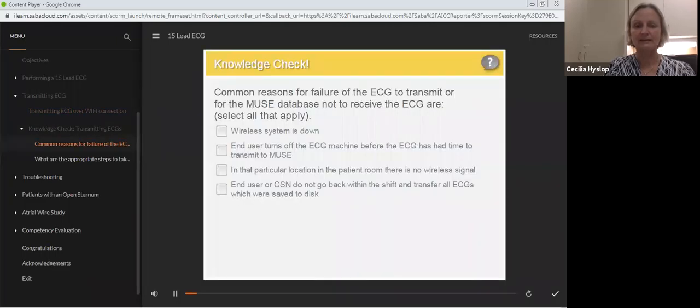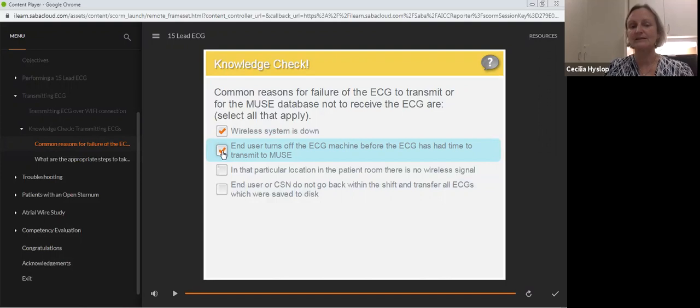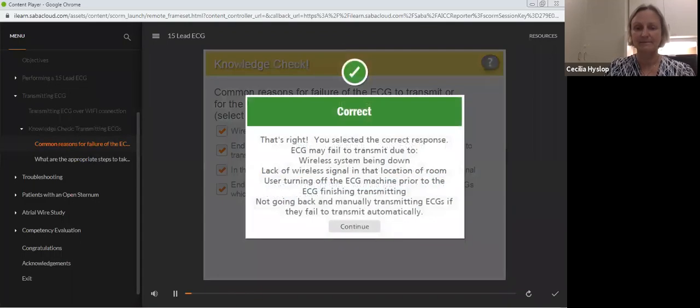So knowledge check again. Common reasons for failure of the ECG to transmit to the Muse database, or the Muse database not to receive the ECG, are: the wireless system is down; the end user turns off the ECG before it has had time to transmit, so we're waiting to see it saying transmitting and transmitted; in that particular location of the patient room, there is no wireless, so we might need to move it to another location; and the end user doesn't go back within the shift to transfer anything that has been saved to the disk.